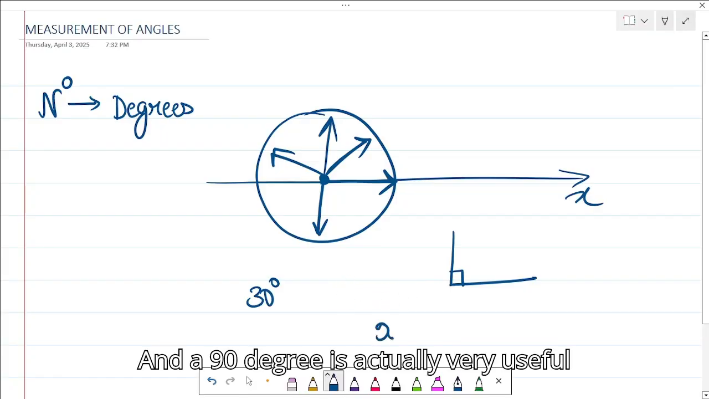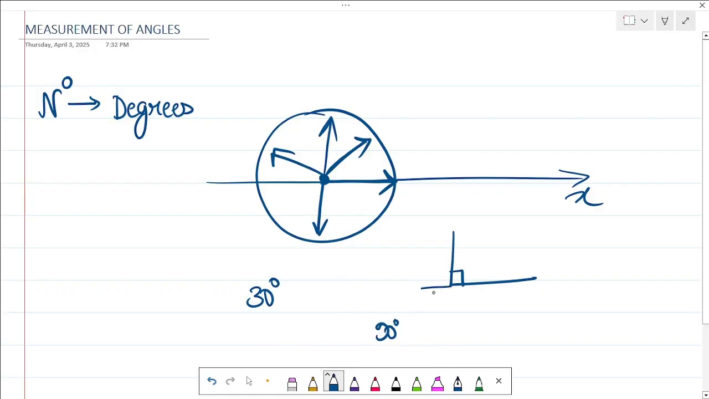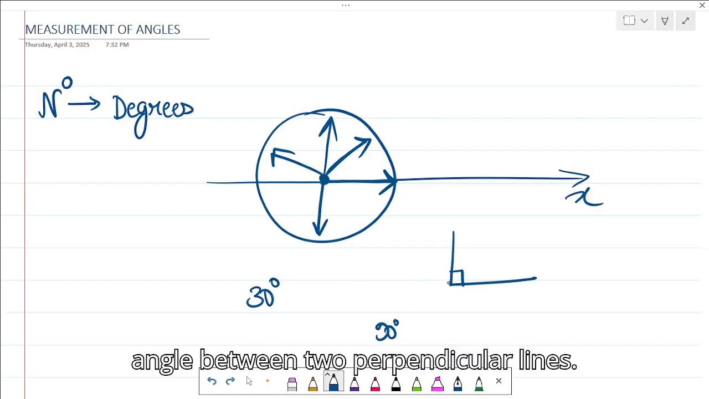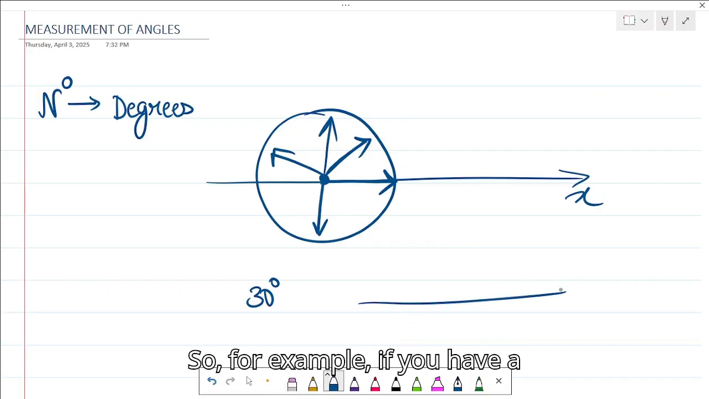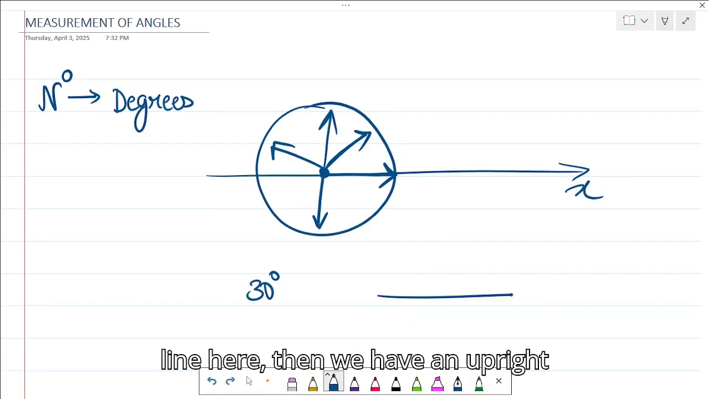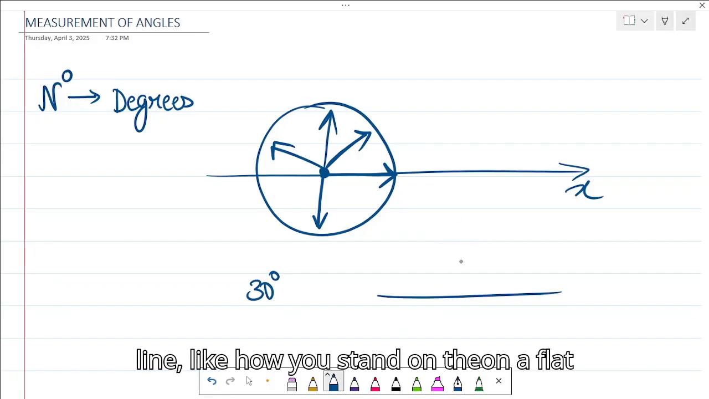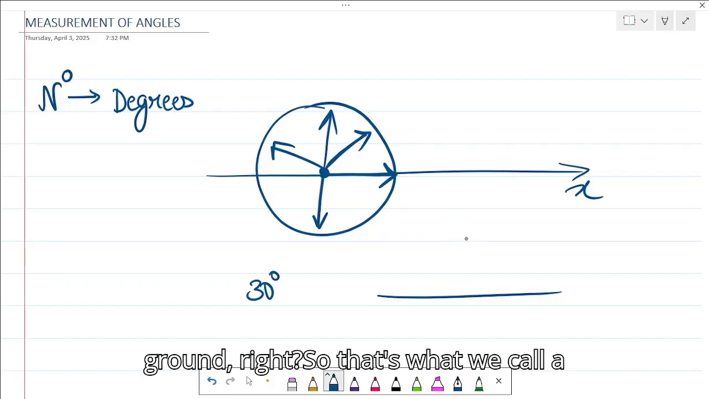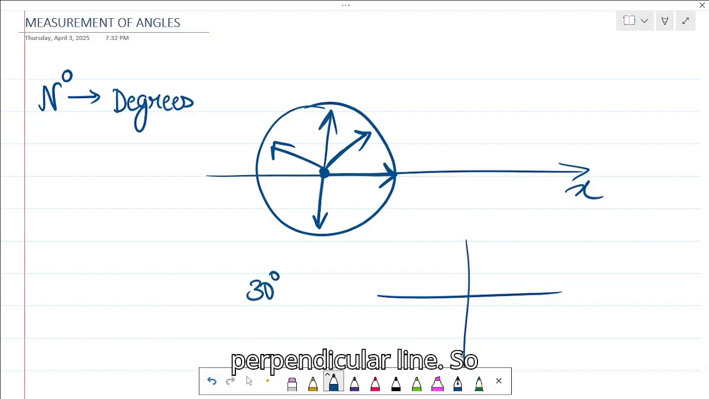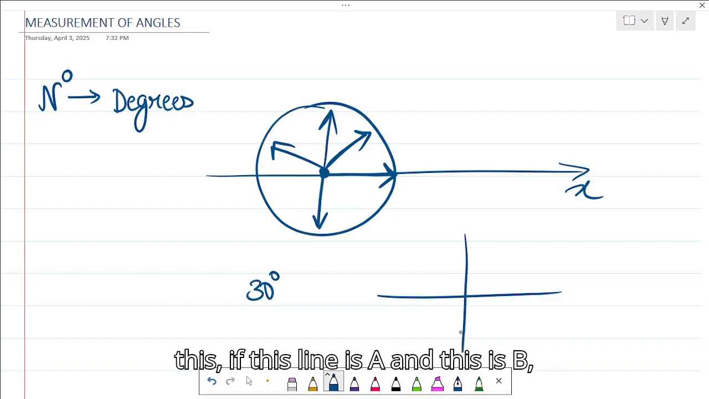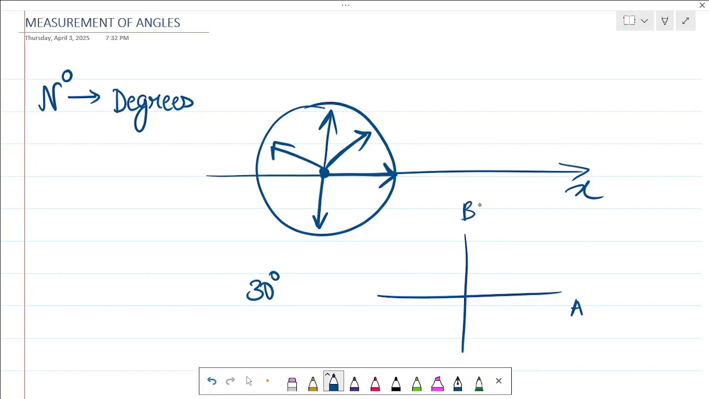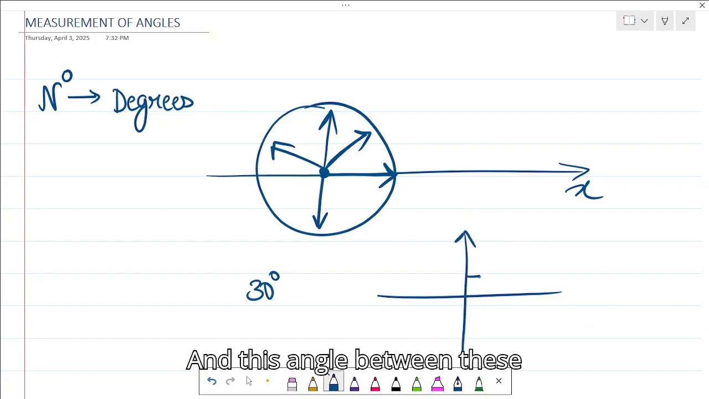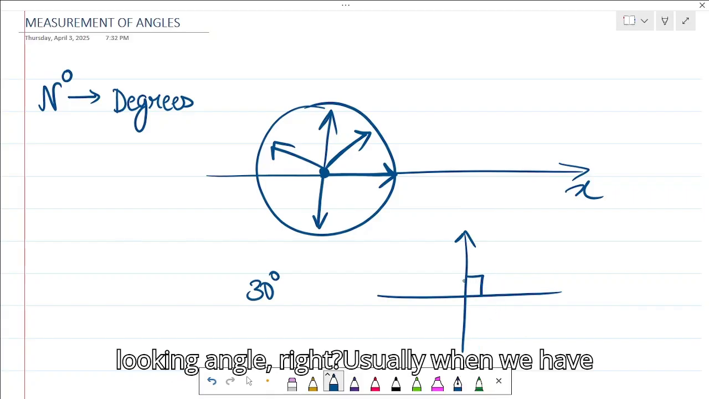And a 90 degree is actually very useful because it is the angle between two perpendicular lines. So, for example, if we have a line here, then we have an upright line, like how you stand on a flat ground, right? So that's what we call a perpendicular line. So if this line is A and this is B, clearly this line and this line are perpendicular, and this angle between these perpendicular lines is a 90 degree, which is denoted by this box looking angle, right?